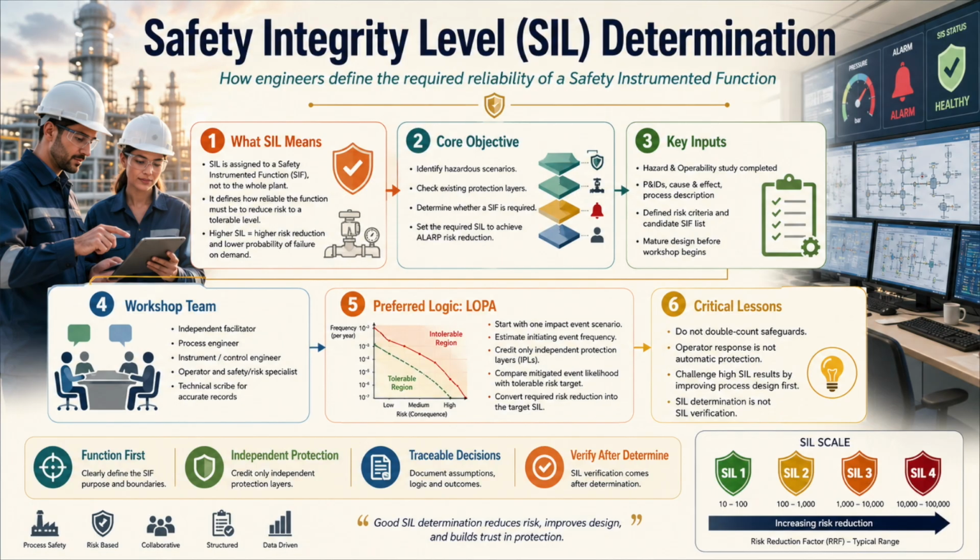A description such as high-pressure trip is inadequate. A functional description should identify the process condition, protected equipment, initiating scenario, sensing arrangement, required action, final elements, and intended safe state. The team must then ask whether an instrumented function is actually necessary.